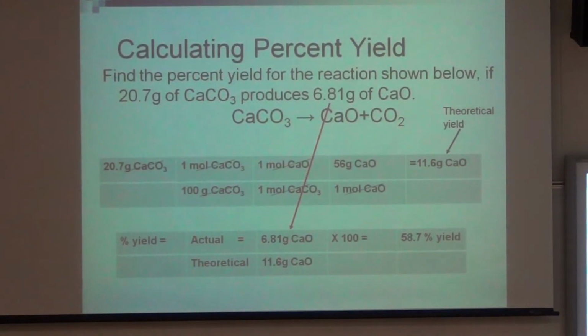All right, stop doing that. So we take that ratio, multiply it by 100, 58.7 is your percent yield.